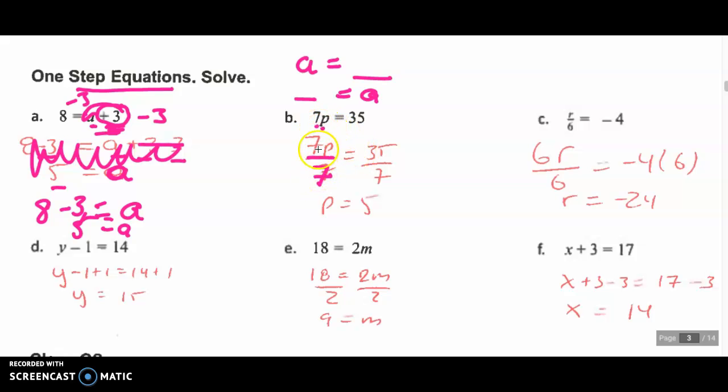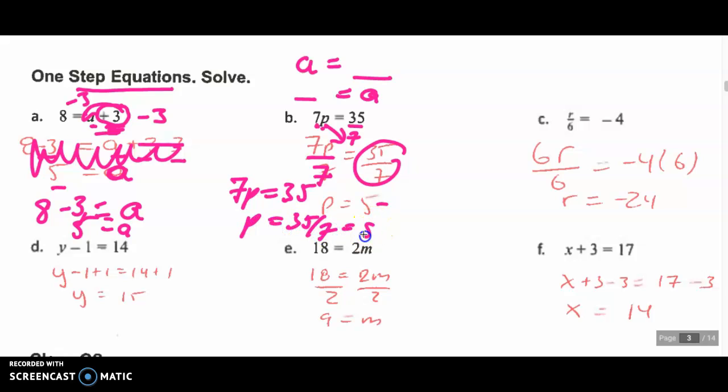To get rid of it, we'll divide by 7. So we have 7 over 7 equals 1. That's fine as long as we divide by 7 on this side, which is what we do when we get 5. But the quicker way: 7's multiplying, bring it across, have it divide. So instead of doing every step, if this is all the steps, there's 7p equals 35. P equals 35 over 7, and that's 5.